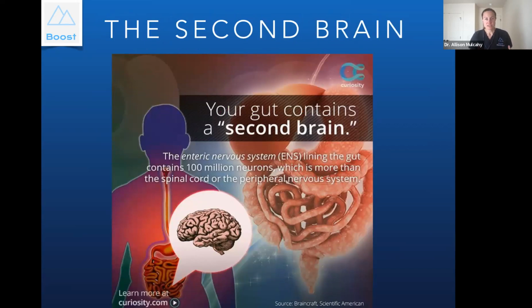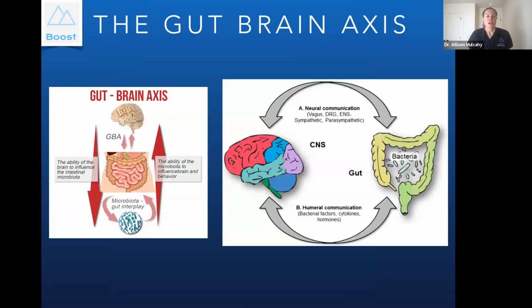So our enteric nervous system is all the nerves that are around our gut, and they connect up to our brain via the vagus nerve. We actually have more nerves in our enteric nervous system than we do in our central nervous system. And there's constant communication going back and forth between our gut and our brain.